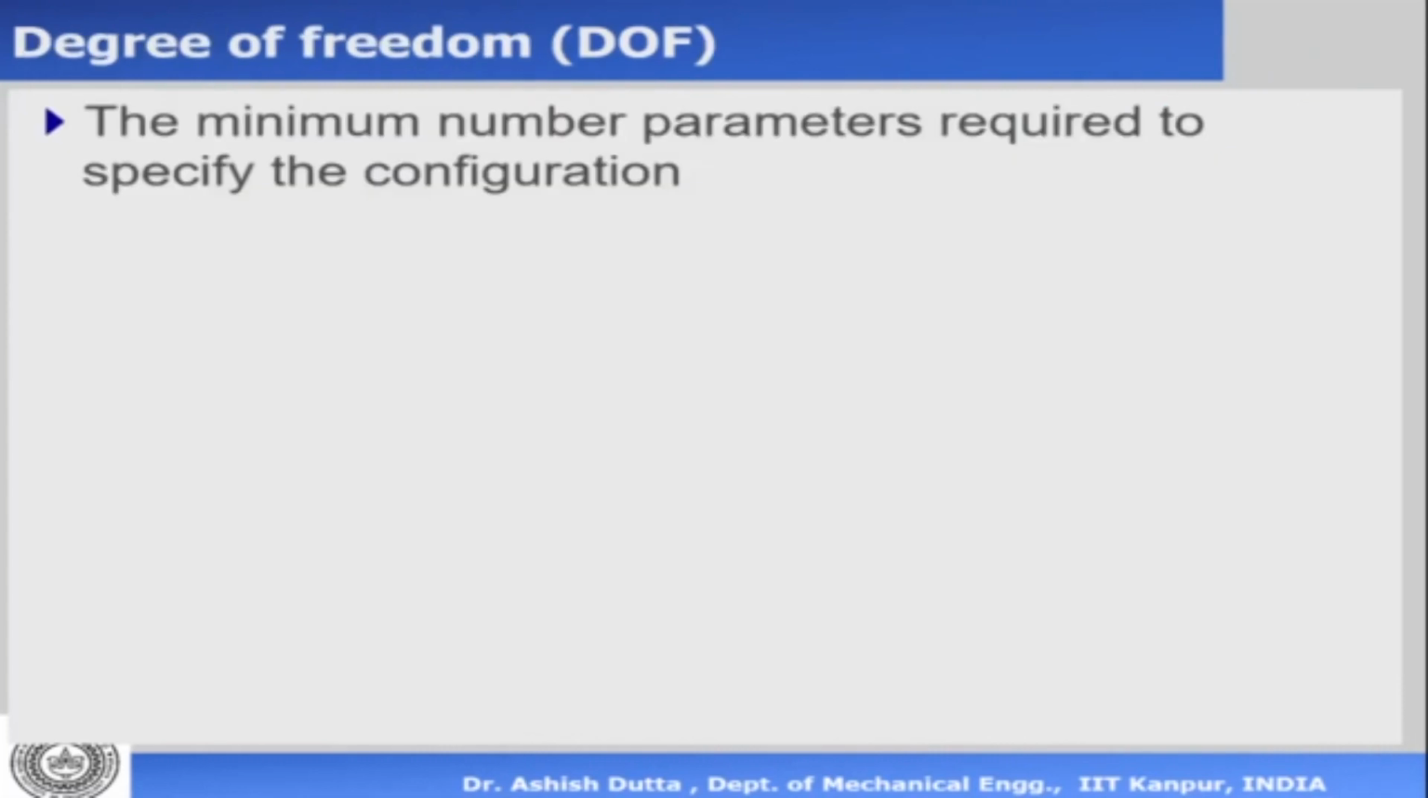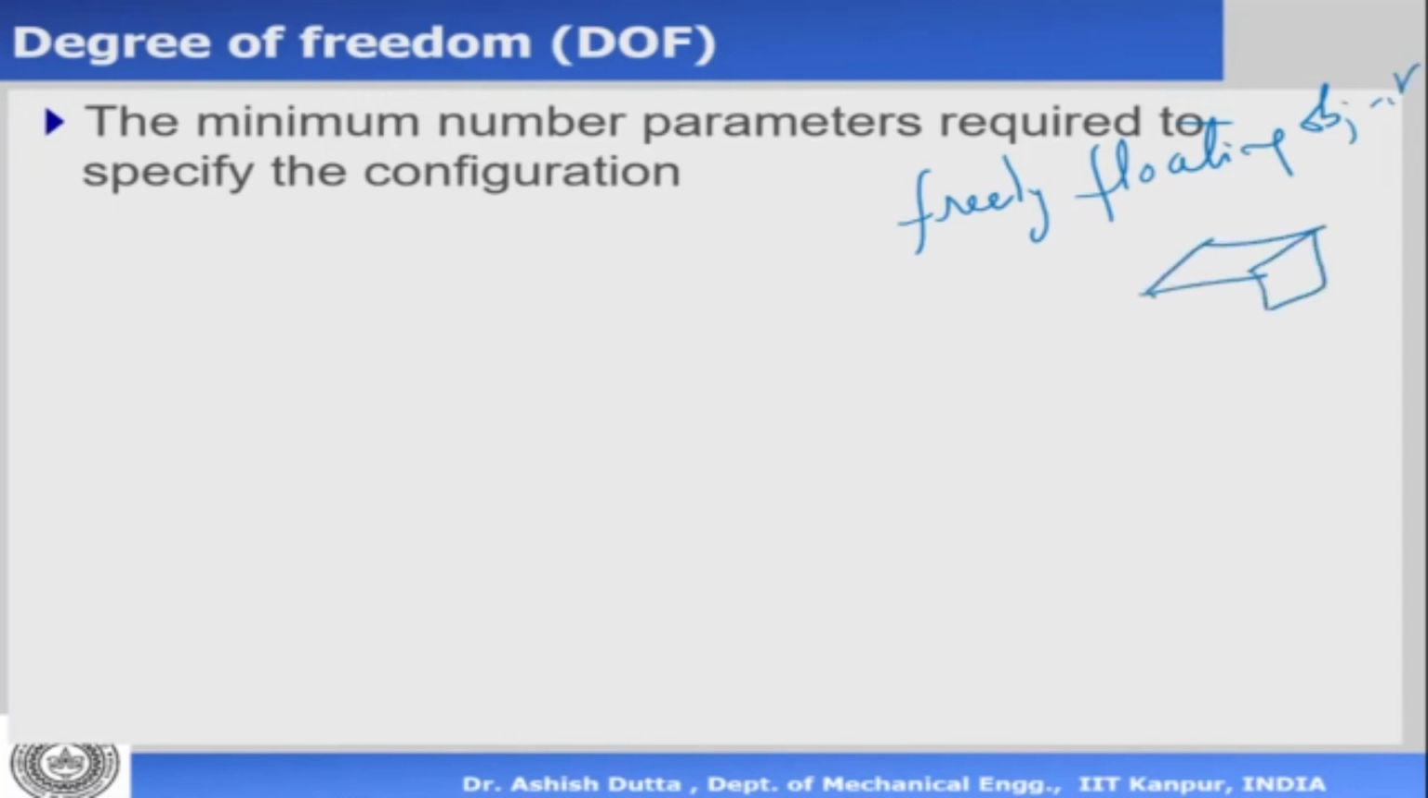The minimum number of parameters required to specify the configuration of a system is called the degrees of freedom, and we said that for a freely floating object in space, if we assign axes, this is my x-axis, that's my y-axis, and that's my z-axis, then it has 3 translations in the x, y, and z directions, and it has 3 rotations about the x, y, and z. So this one has 6 degrees of freedom: 3 translations and 3 rotations.